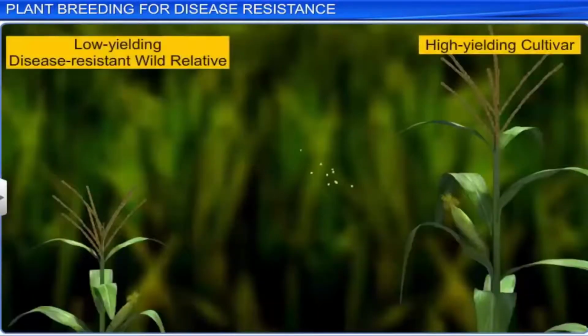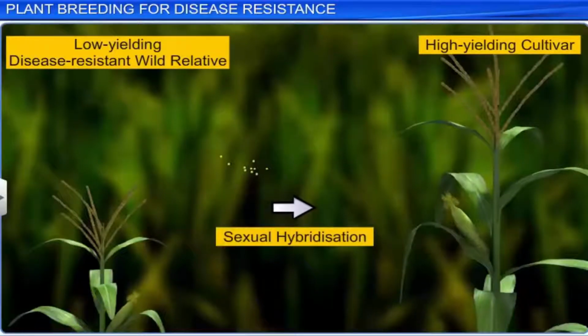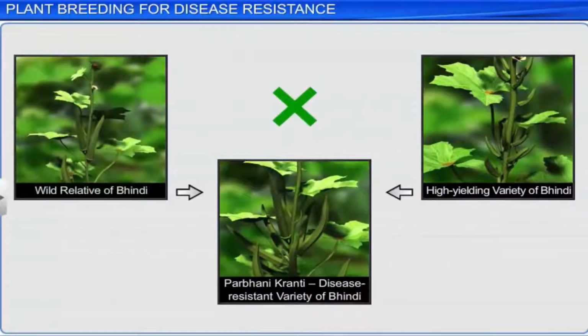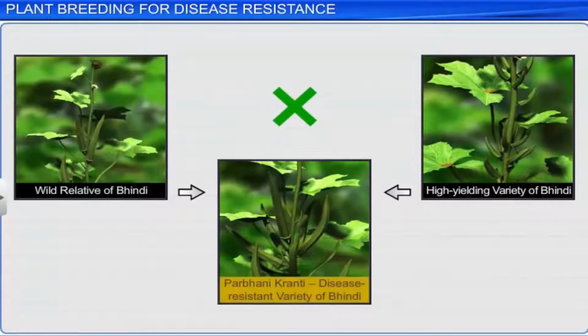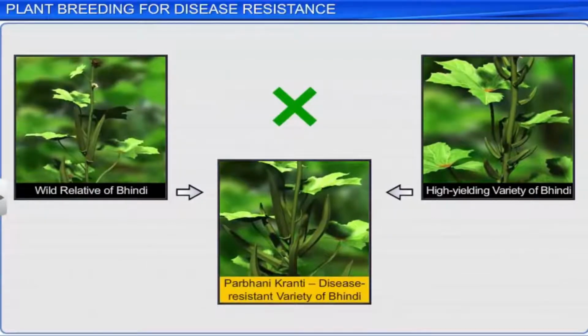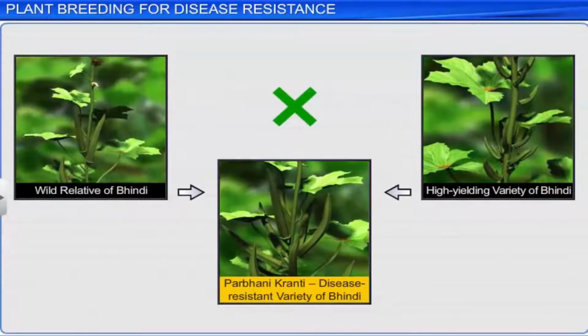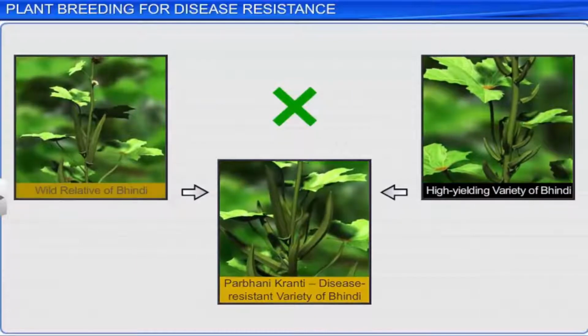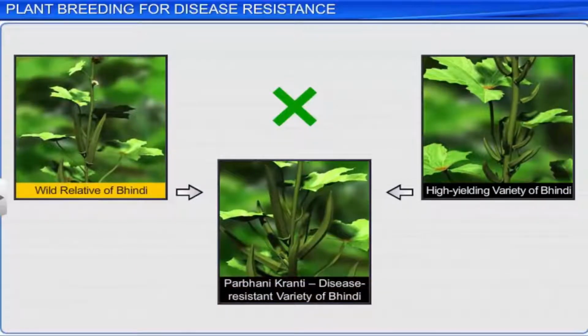As the disease-resistant genes are available in the same crop species, the transfer of disease resistance genes between the crops is done by sexual hybridization. For example, the yellow mosaic virus-resistant variety of bhindi, Parbhani Kranti, is grown by the transfer of disease-resistant genes from its wild relatives.